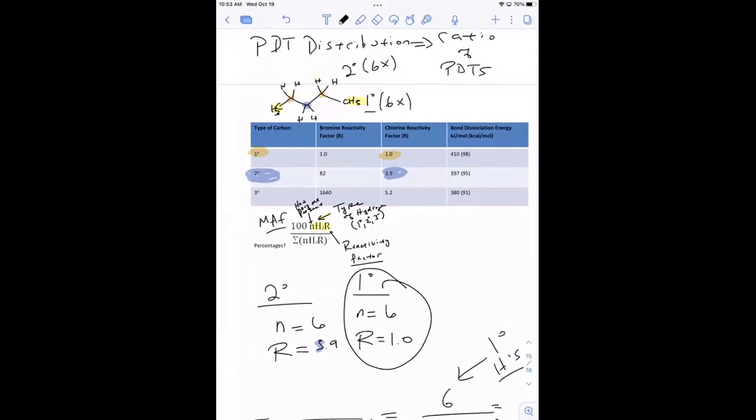Following online or no? Everybody looks glazed over. All right, I'm going to stop here. We're going to pick this up again on Monday.